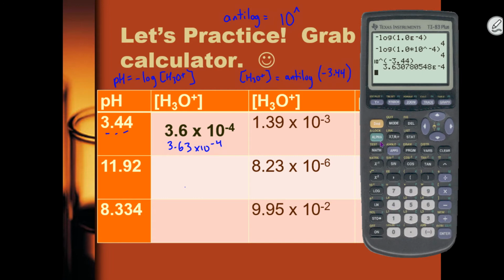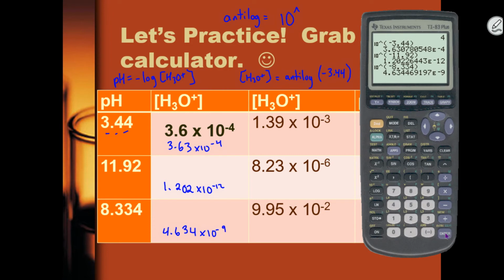We're going to do the negative log. So second log to the negative 11.92, close parentheses, and here's my value. I'm going to round to 4 sig figs here, 1.202 times 10 to the negative 12th, excuse me, not the 21st. And then the last one, we'll do an anti-log, second log to the negative 8.334. We'll round to 4 as well, 4.634 times 10 to the negative 9th.